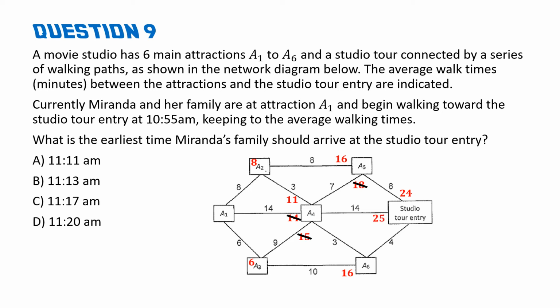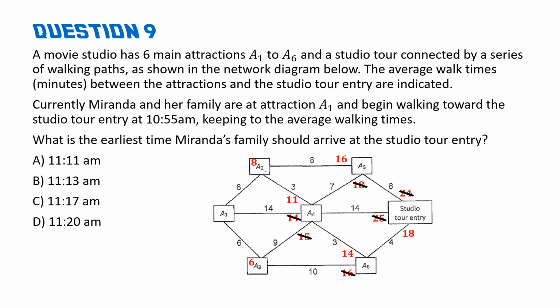That's 25. Well, 25 is already bigger than 24, so we're going to cross that one out. From A4 in the middle, I can go down to A6. 11 plus 3 is going to be 14. Well, that's quicker than 16, so let's cross out 16. And then from A6, 14 plus 4 is going to be 18 minutes. Well, 18 minutes is quicker than 24, so let's cross out 24. So the quickest way that I can get from A1 to the studio tour entry will take me 18 minutes.